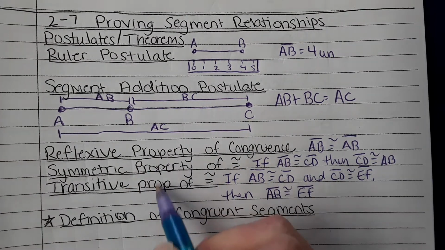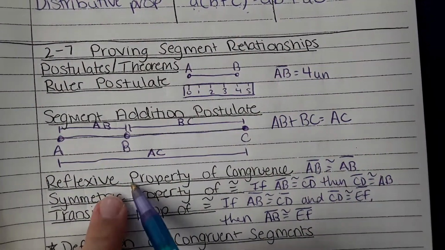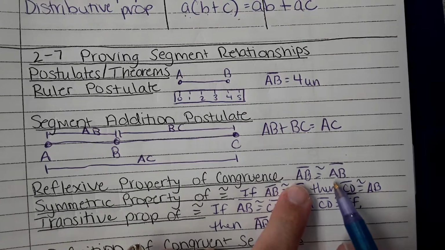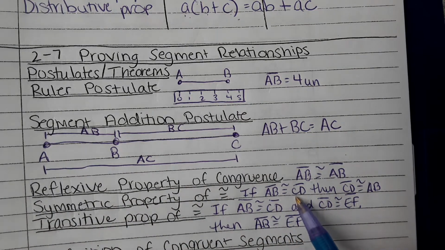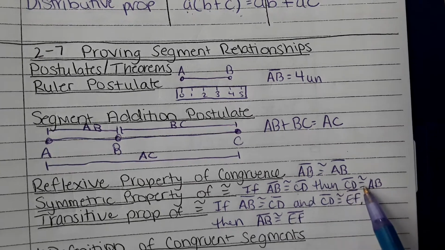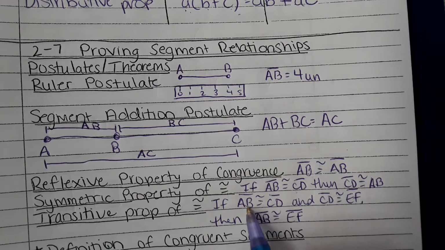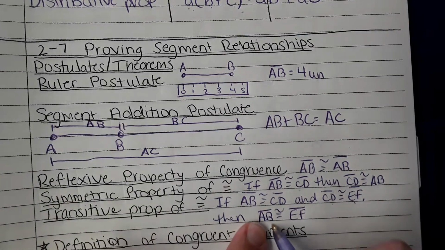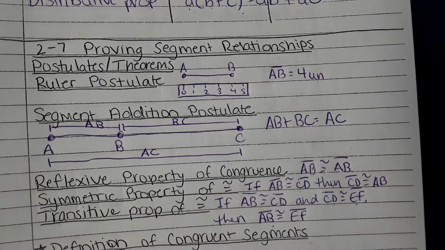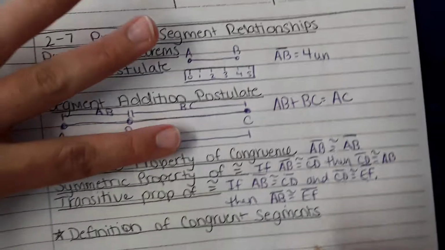You wrote down these, which are similar to what we learned yesterday: reflexive, symmetric, transitive. Remember, reflexive means that AB is congruent to AB. Symmetric means that if AB is congruent to CD, then CD is congruent to AB. And then transitive, if AB is congruent to CD and CD is congruent to EF, then AB must be congruent to EF.